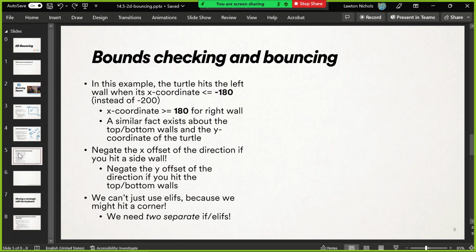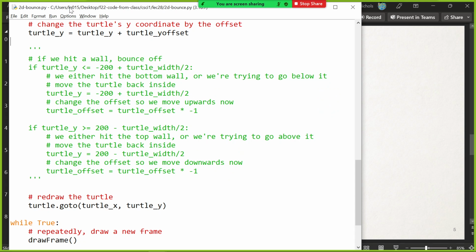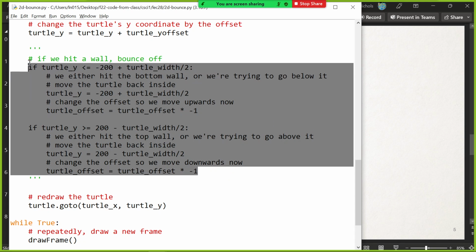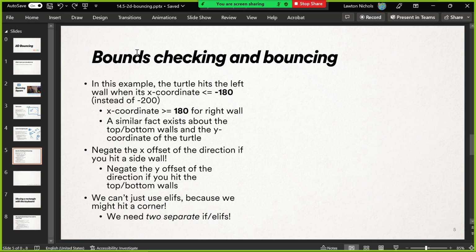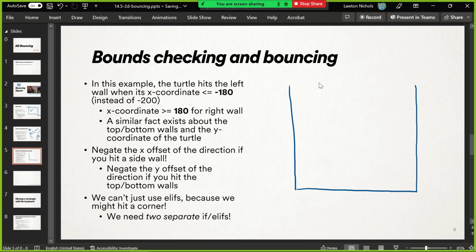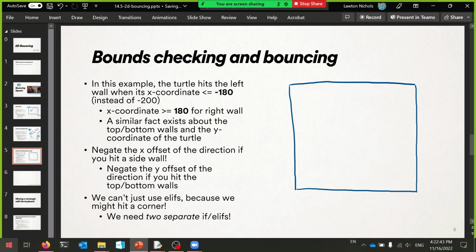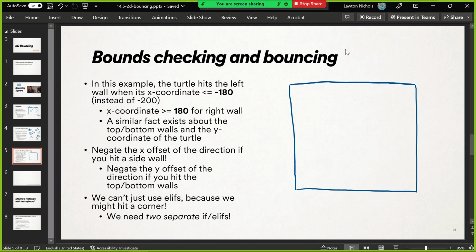All right, so yeah, this is going to involve bounds checking and bouncing. It's going to be very similar to what we were doing down here before. It's just I've got to do it for x as well as y. So let's talk about that. So here's our bounding square. There it is. And this is like the center of the screen, right? 0, 0.